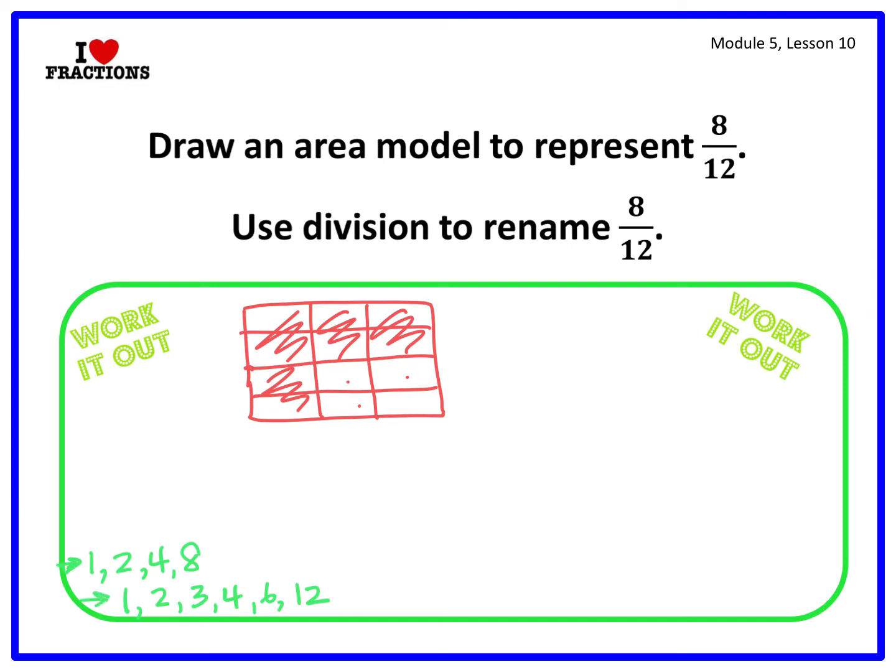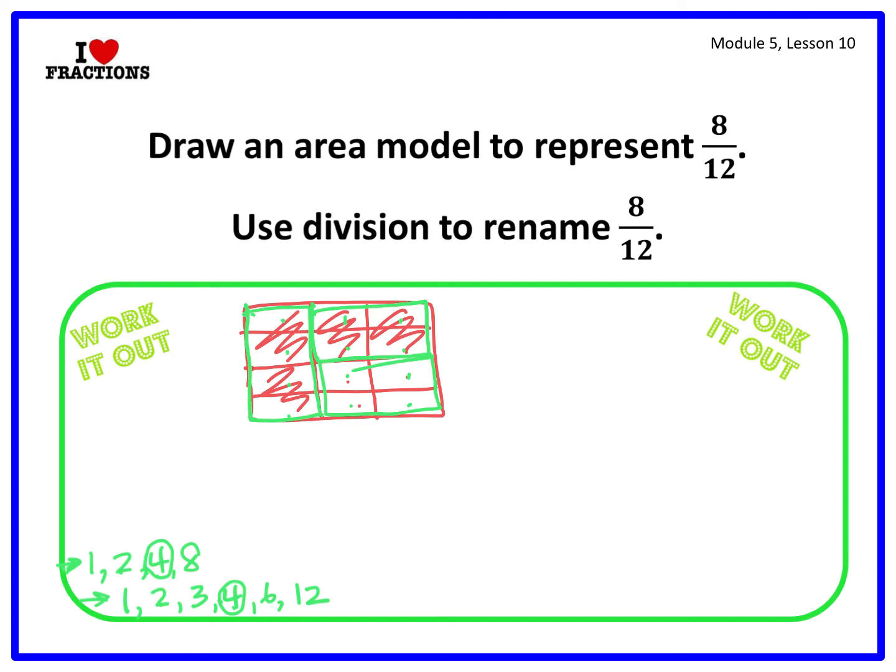And as I'm looking at them, I can see that they both have a 2. They also both have a 4, and 4 is larger. So I'm going to compose my model into groups of 4. So I've got 1, 2, 3, 4. I'm going to put those together. 1, 2, 3, 4. I'm going to put those together. And 1, 2, 3, 4, I'm going to put those together.